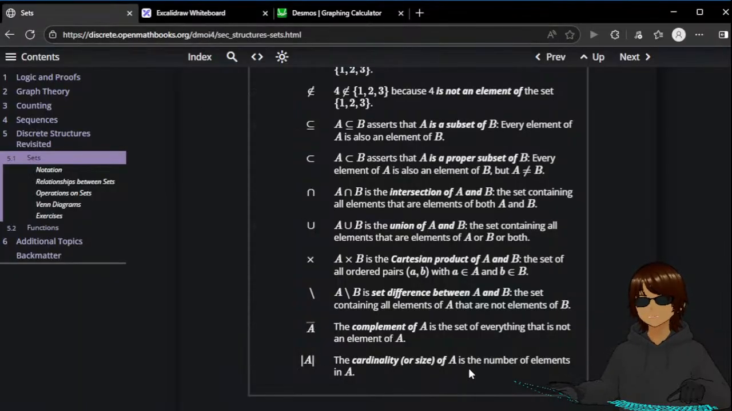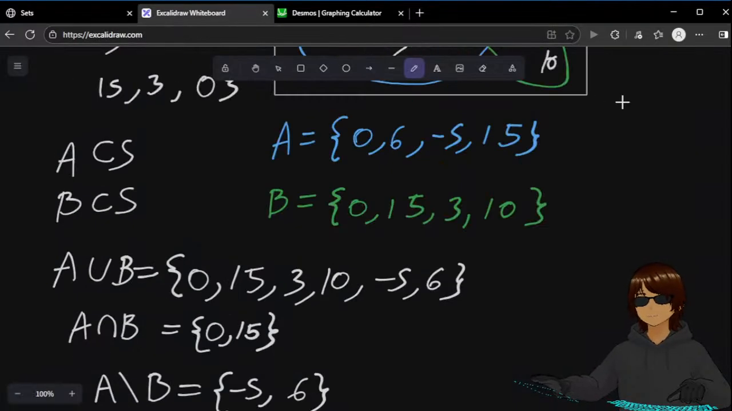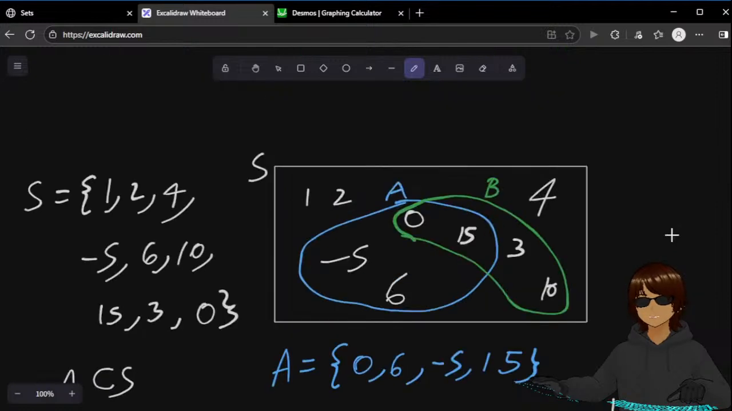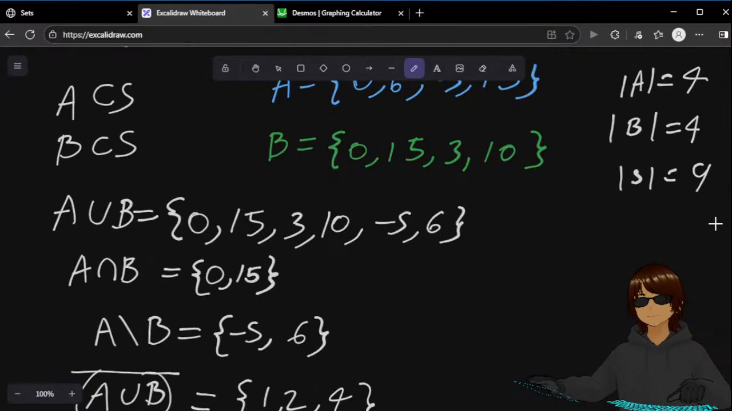And then the cardinality of A is the number of elements. Okay. Cardinality of A is 4. Cardinality of B is 4. Cardinality of S, 4 plus 3 is 7, right? 1, 2, 3, 4, 5, 6, 7, 8, 9. 9. Cardinality of the intersection.